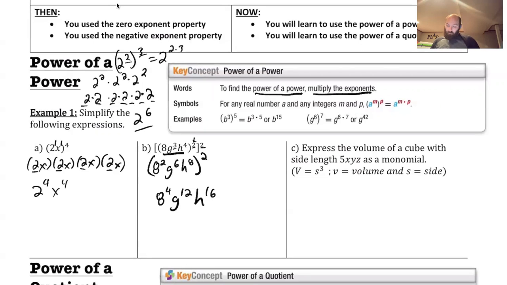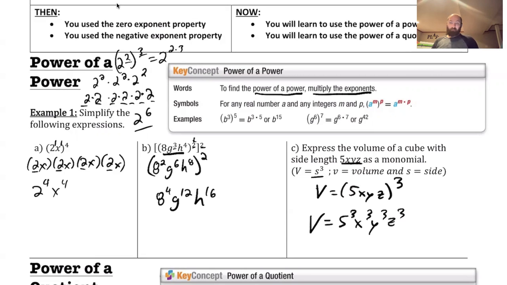All right. Express the volume of a cube with a side length 5xyz as a monomial. So the volume of a cube is just take every side, multiply by itself 3 times. So what I'm really doing is this. The volume here is going to be 5xyz to the 3rd power. So again, everything inside gets raised to the 3rd power. So it's going to be 5 to the 3rd power, x to the 3rd, y to the 3rd, and then z to the 3rd. That's it.